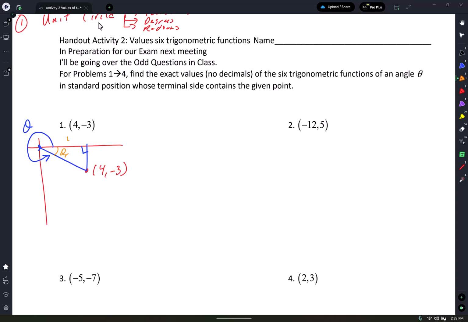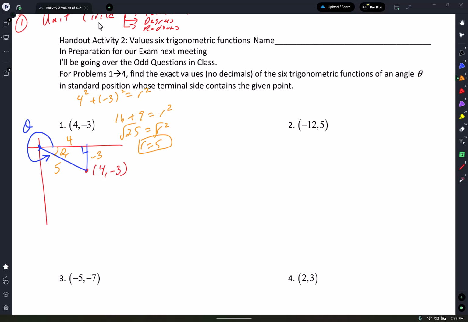This is 4. This is -3. So the radius or hypotenuse is 5. If you didn't know that, you could have just done the Pythagorean theorem: 4 squared plus -3 squared equals r squared, if you want to call it a radius. 16 plus 9 equals r squared. 25 equals r squared, square root, r equals 5. If you didn't know that it was a 3, 4, 5.